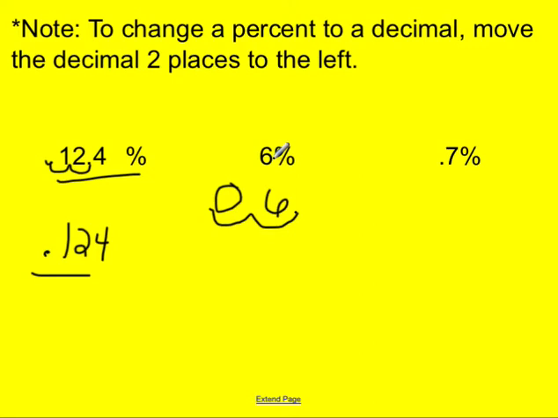Now I see here that I have 0.7%. So you can't just say, oh, it's a decimal, I can plug it in just because it's a decimal. No, you still have to convert that percent to just a decimal and not a percent. So we still have to move it over 2 places. So when you move it over 2 places, you end up getting 0.007. So again, all of those percentages need to be converted into decimals, okay?